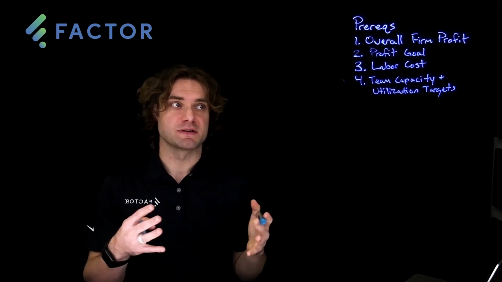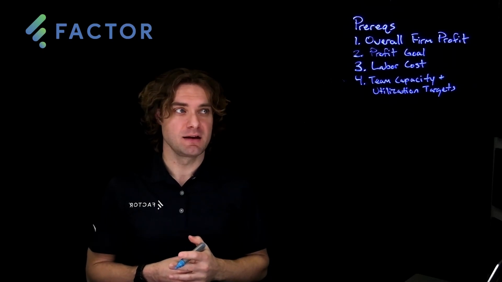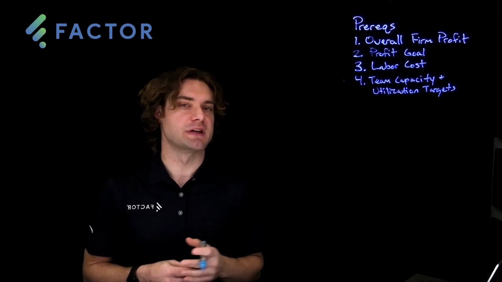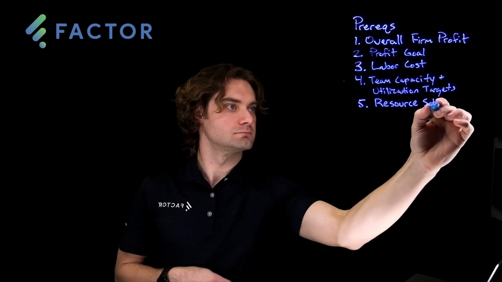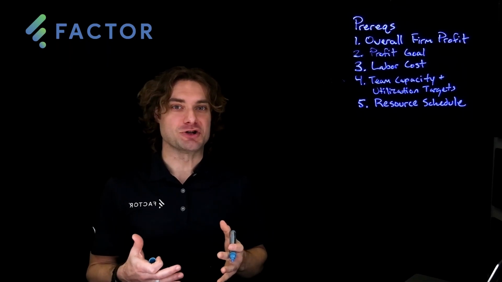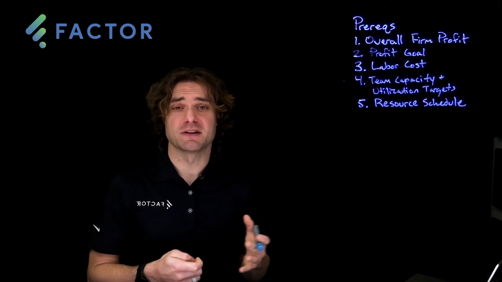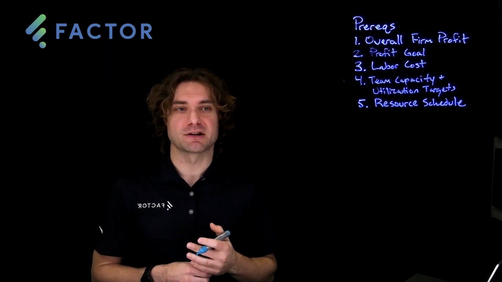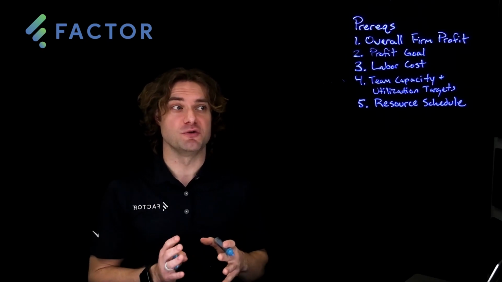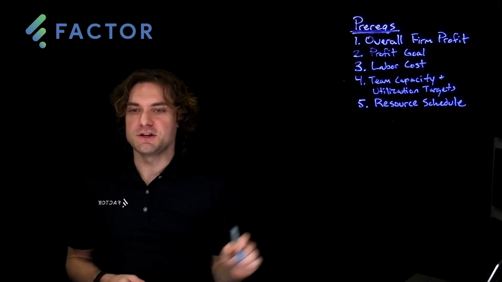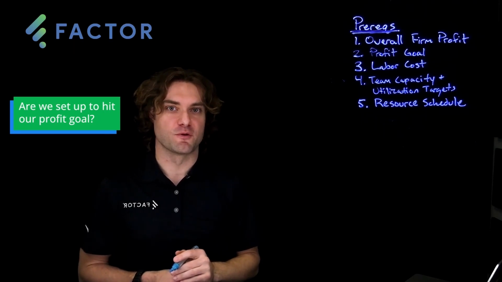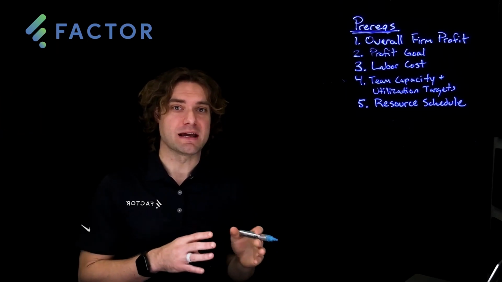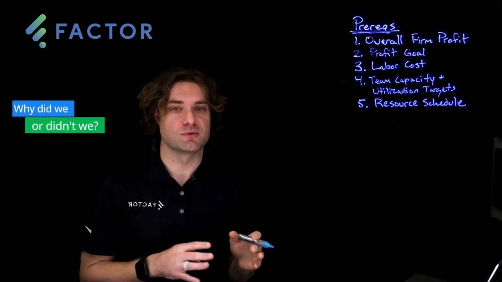Next, we need to know the capacity of hours your team could spend and what their utilization target is. That is, what's their target for billable percentage of those hours. Finally, we need to know how much you've scheduled in dollars. So based on somebody's billable rate on a project, how many hours you've scheduled for them to work in a given week on that project, you can project out how much revenue you've scheduled on the resource schedule. Now, each of these prerequisites is very important for both understanding whether our firm is set up to hit our profit goal and whether we hit our profit goal, but more importantly, why we did or didn't.